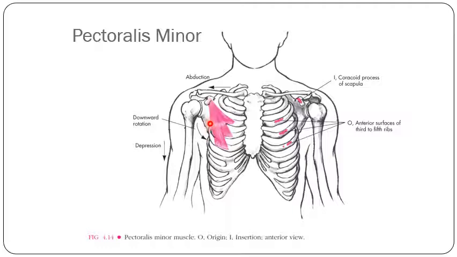So with the actions, and again, we're referring to movement of the scapula. So when you're seeing these movements over here, that's looking at movements of the scapula. So abduction of the scapula, downward rotation, depression. You have your origin on the anterior surfaces of the 3rd through 5th ribs, and your insertion on the coracoid process of the clavicle.